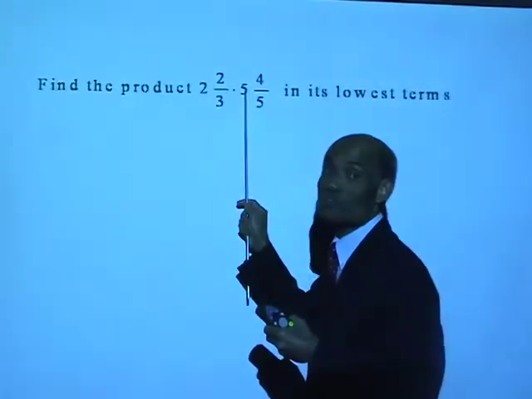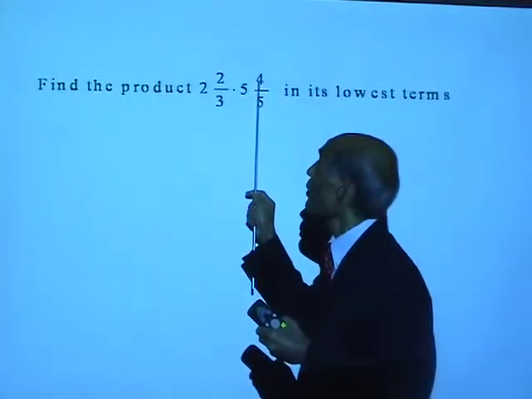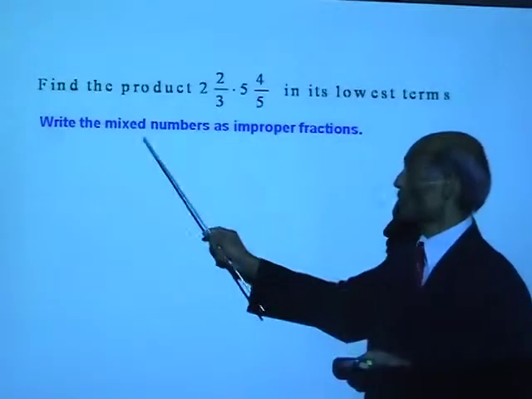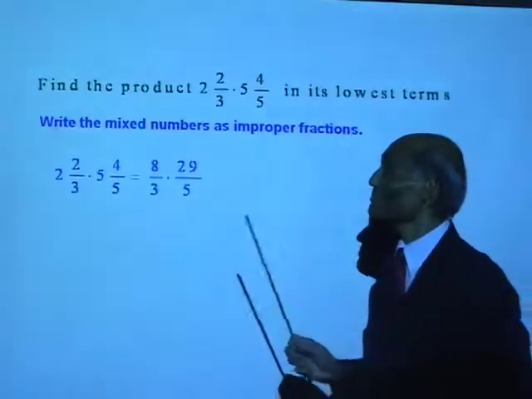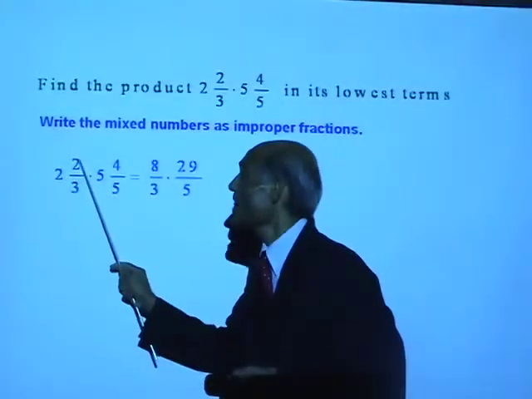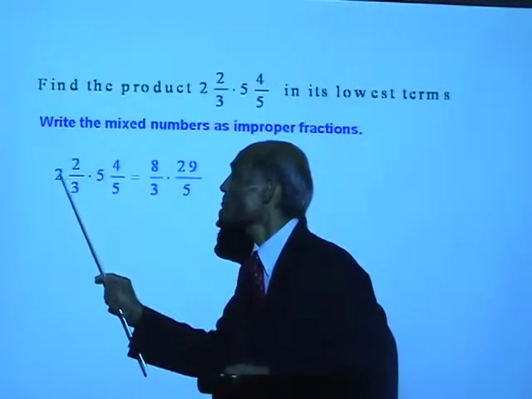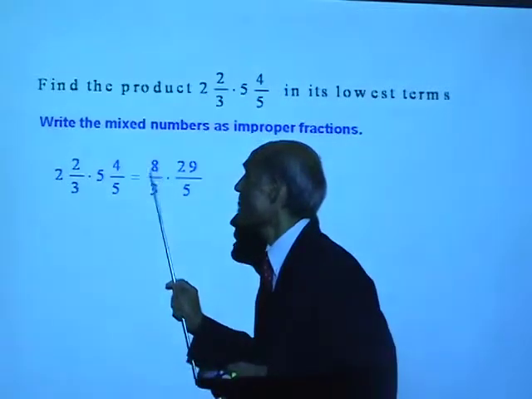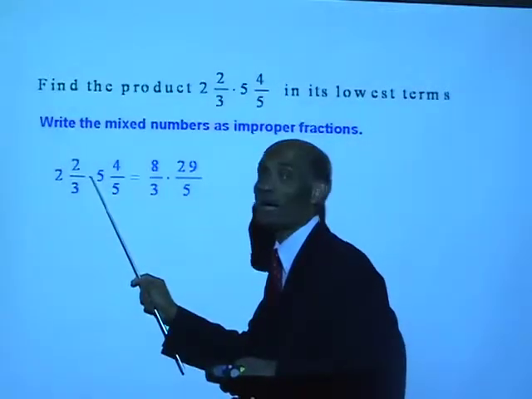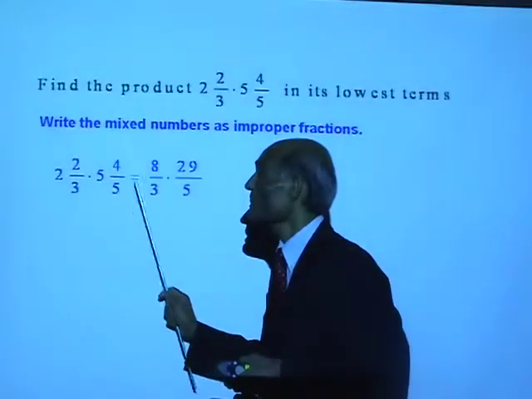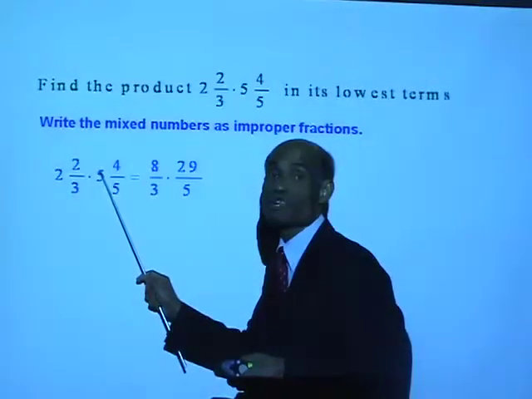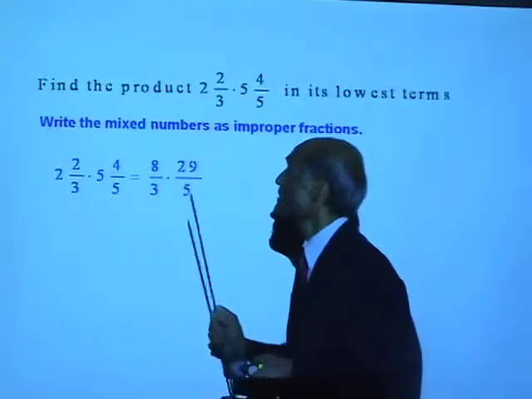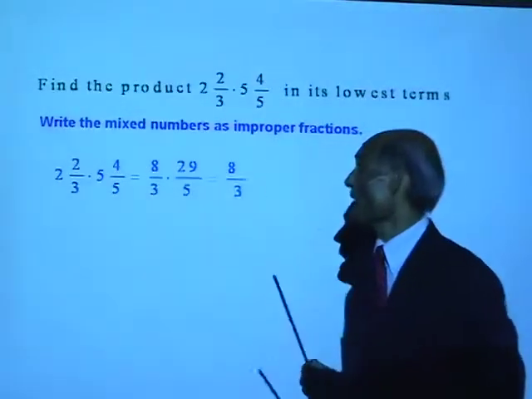5 times 5 is 25. Plus 4 is 29. It is 29 over 5. So write the mixed numbers as improper fractions. 2 and 2/3 is 3 times 2 is 6. 6 plus 2 is 8. It is 8 over 3 multiplied by 5 and 4/5, which is 5 times 5 is 25 plus 4 is 29. It is 29 over 5. What do we do now?